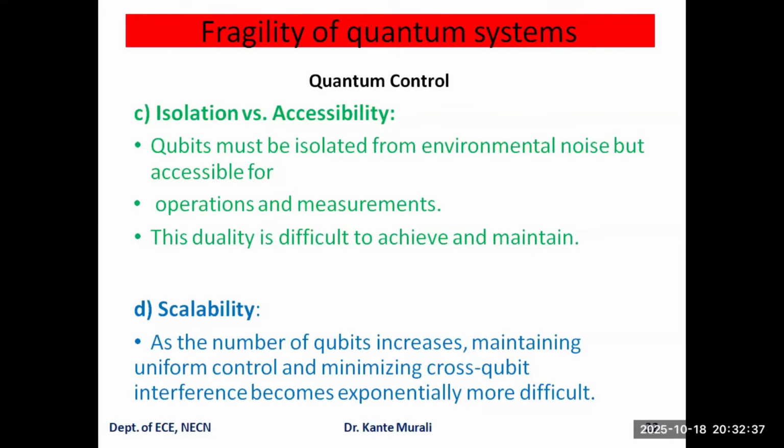Like trying to pet a butterfly without making it fly away. That means too much interaction causes the system to collapse. Then, as far as scalability is concerned, as you move from a few qubits to hundreds or thousands, it becomes exponentially harder to maintain uniform control and prevent crosstalk between the qubits, because every new qubit adds new control lines, new timing issues, and new noise sources. This is one of the biggest engineering challenges in quantum computing today.